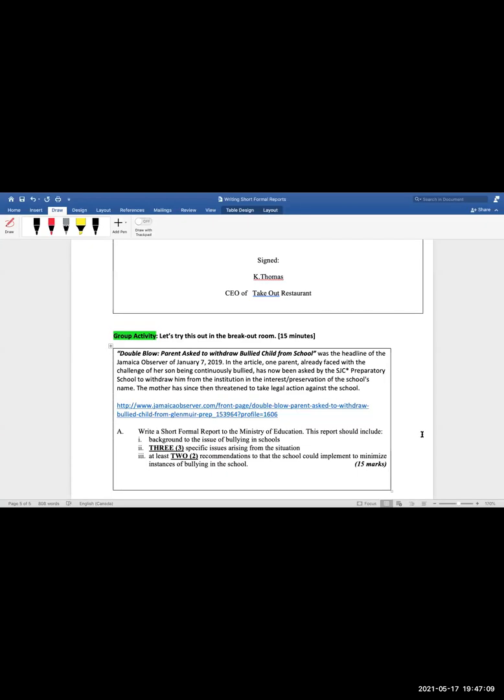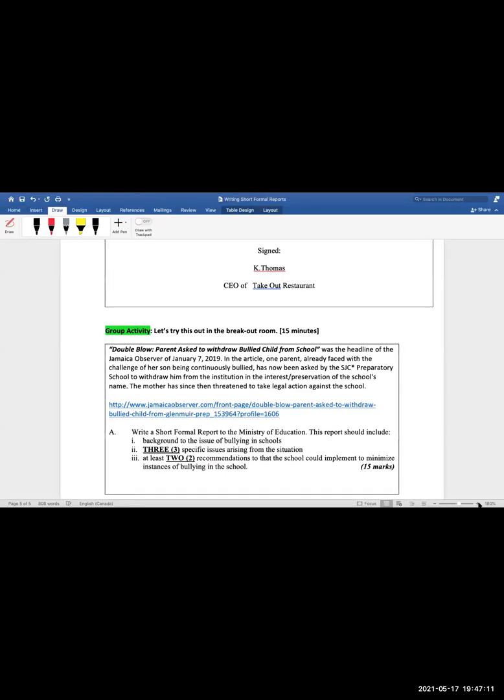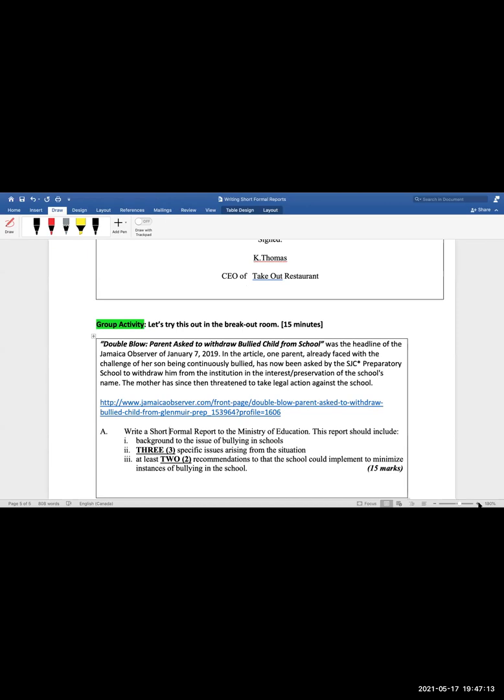All right, are you seeing my screen? Yes, sir. All right, so I want you to take a photo of the screen so that I'm going to put you in groups, only two groups, and then I'm going to give you half hour to come up with your short formal report, at least one sentence under each section, and then we move on to the short informal report. All right? Taking the picture?